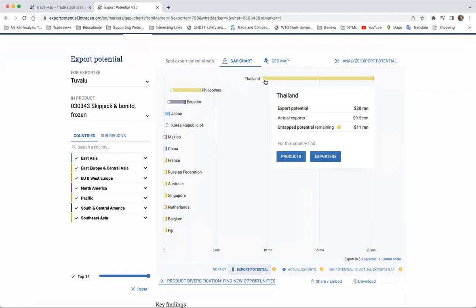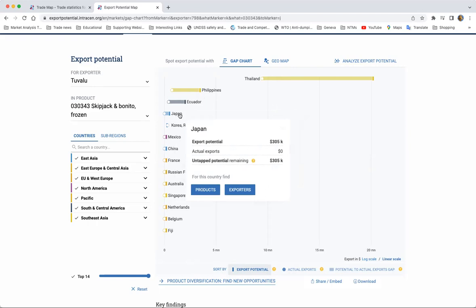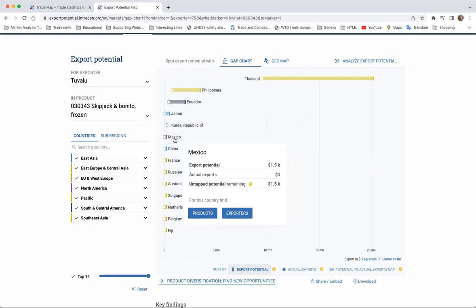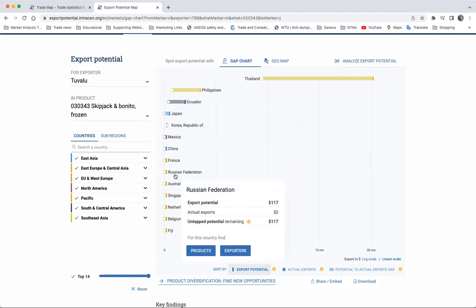We see Thailand showing a lot of export potential and still a lot of potential that has not been fully realized. But we also see the Philippines, Ecuador, and Japan. So we see a lot of Asian partners, some Latin American partners, and some European partners. So there are a lot of different opportunities here according to our analysis.